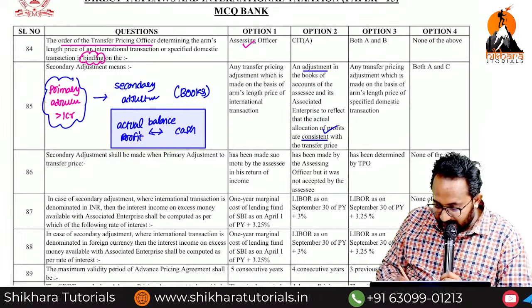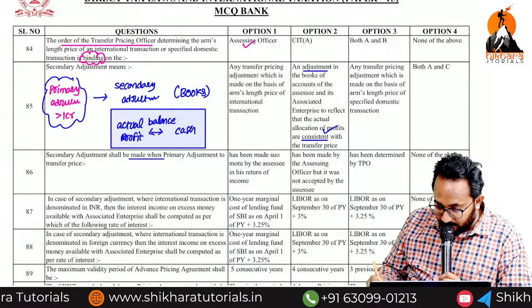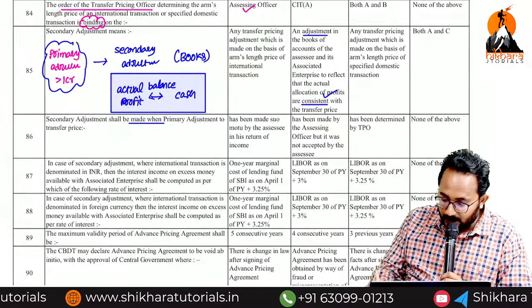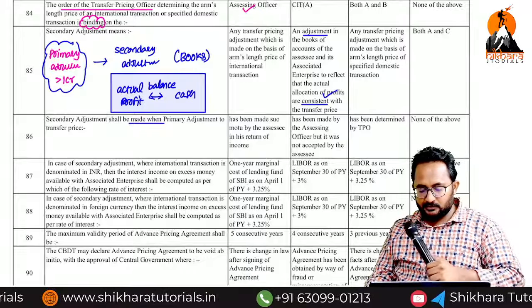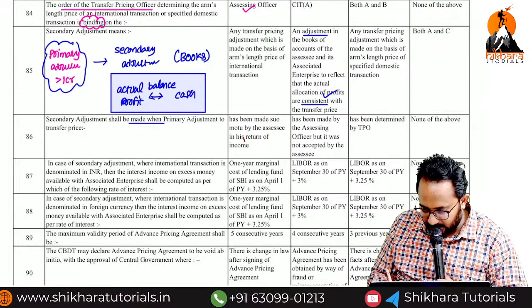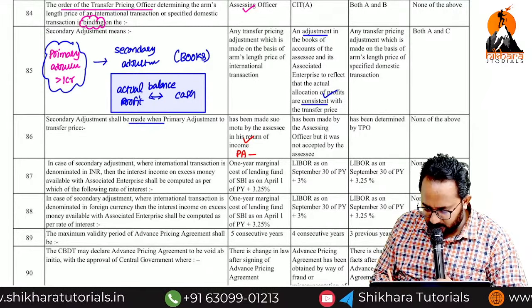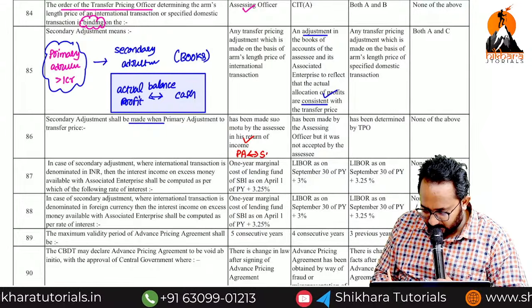Next, secondary adjustment shall be made when the primary adjustment to the transfer price is made. Important. Yourself you have done the primary adjustment in your return of income. Yes, then you have to do secondary adjustment.